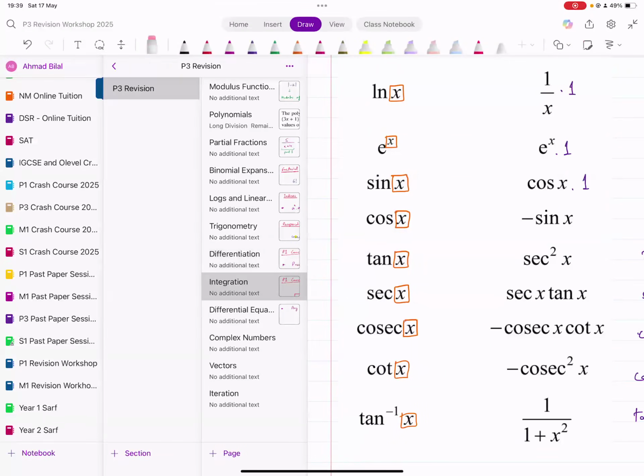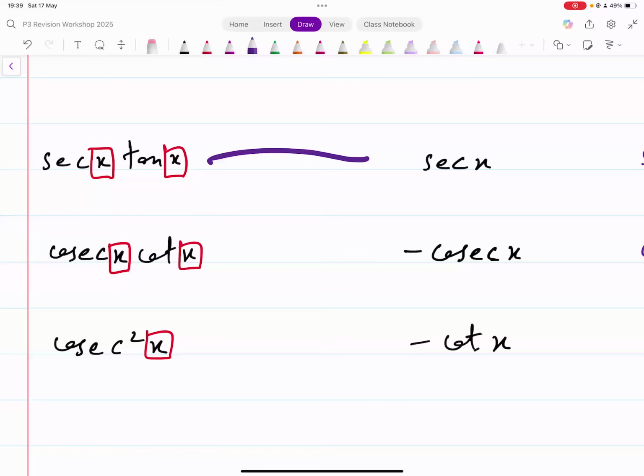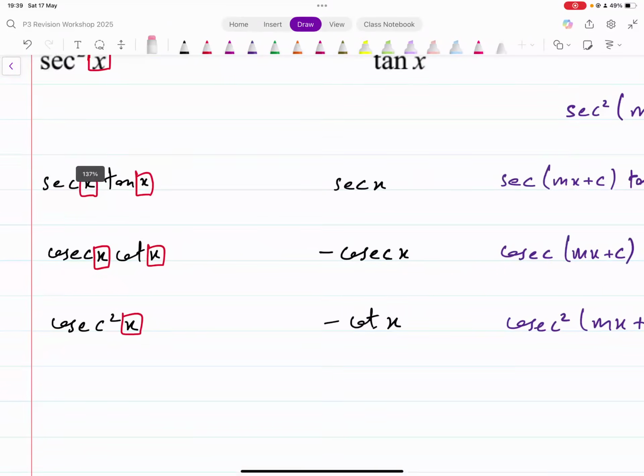You need to be able to use them as well. Integration of secant x tan x is secant x. Integration of cosecant x cot x is minus cosecant x. And integration of cosecant square x is minus cot x. And again, x could be replaced with any other linear expression as well.